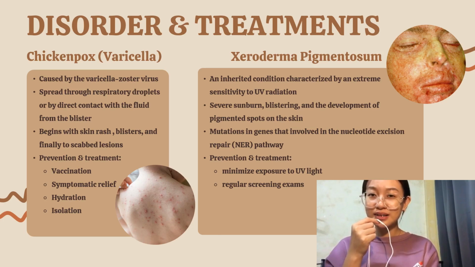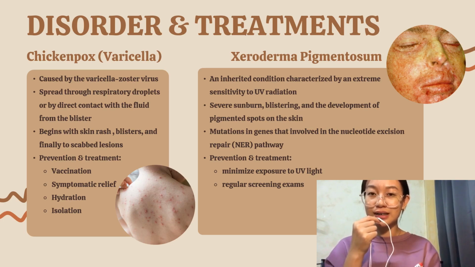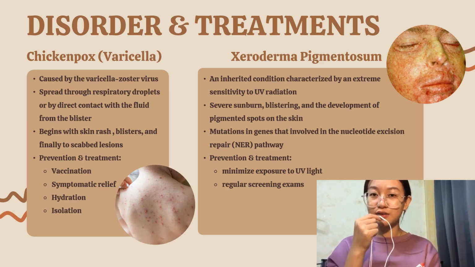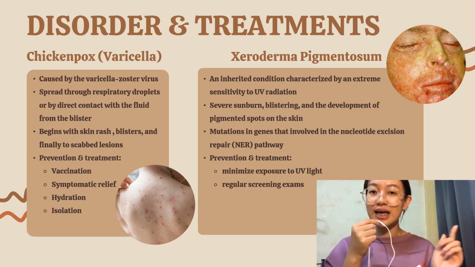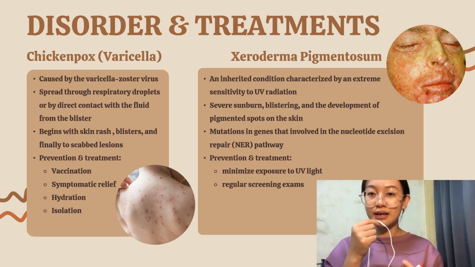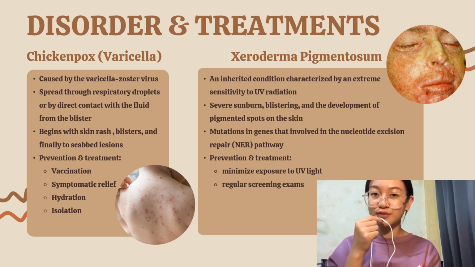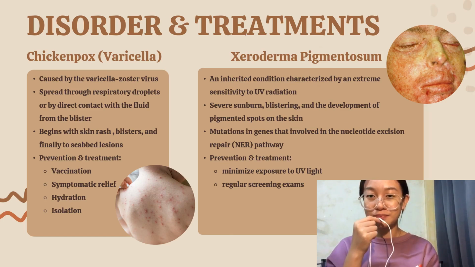And the second one is xeroderma pigmentosum. It is an inherited condition characterized by extreme sensitivity to UV radiation. It is caused by mutation in the NER pathway. So the prevention and treatment can be done by minimizing the exposure to UV light, such as wearing protective clothes, using high SPF sunscreen, and also regular screening exams.